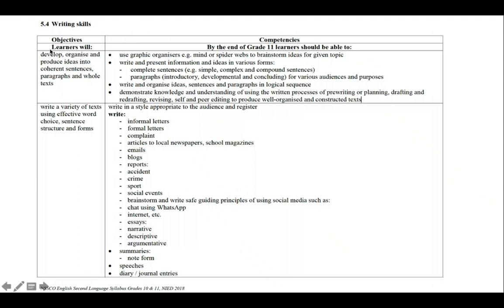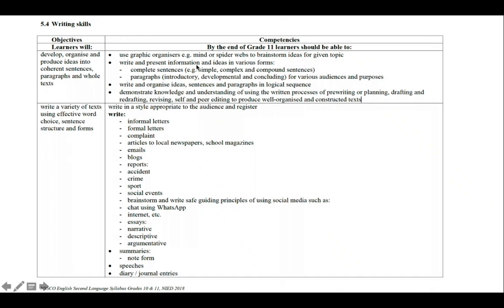And when we talk about objectives and competencies, I've already mentioned to you that in this specific syllabus, the objectives are quite vague, which means that they are hard to measure to see if the learners have achieved them or not. They are very vague. But competencies are more specific. Let's say here we have develop, organize, and produce ideas into coherent sentences, paragraphs, and whole text. It's super vague, and we have so many action verbs that the learners need to do there. But then when you look at the competency, it's more specific.